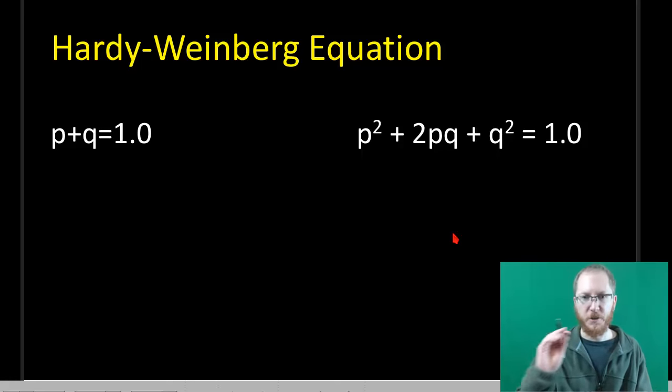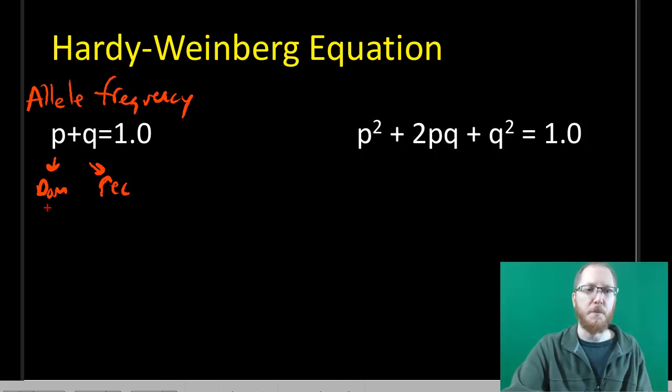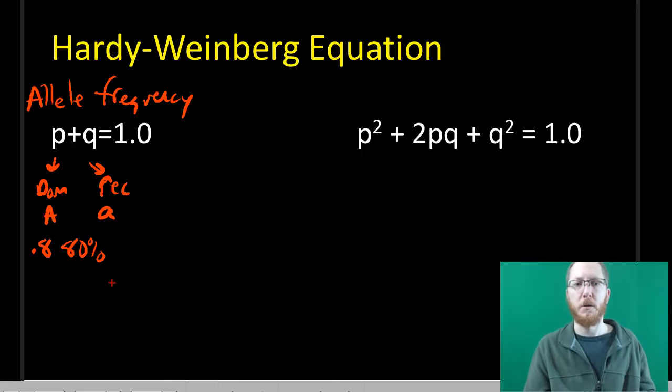So starting off, here are the 2 equations that they have. P plus Q equals 1.0. This one's going to be a measure of what we will call allele frequency, where P is ultimately the dominant allele and Q is the recessive allele. So this would be like big A, this would be like little a. And so if I say P equals 0.8, what that means is essentially 80% of the total alleles in this population are the dominant allele.